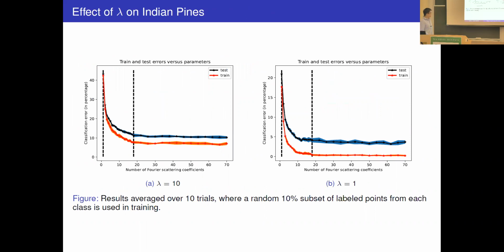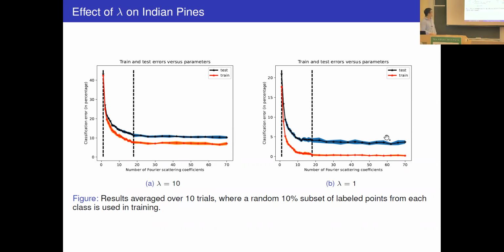On Indian Pines with 10% of the data, if I pick lambda to be 10, it's saying that I should not overfit the training data. And you can see what happens in this red curve here. The training error is around 5% and the test error is around 10%. But if I reduce lambda, I reduce the amount of regularization.